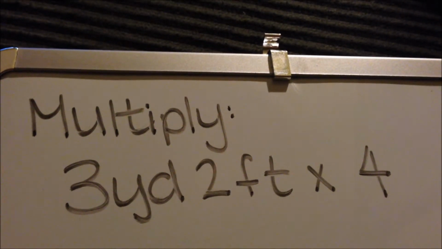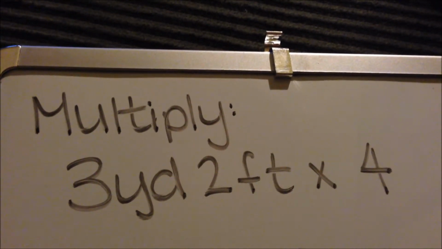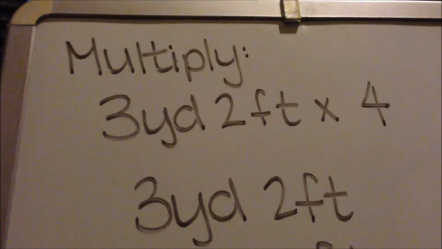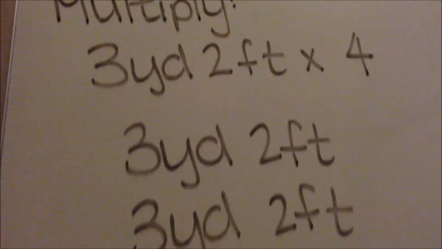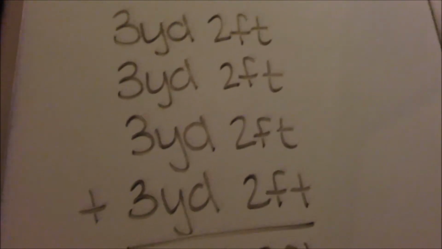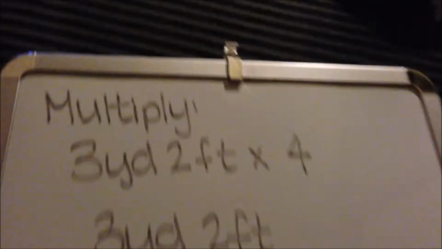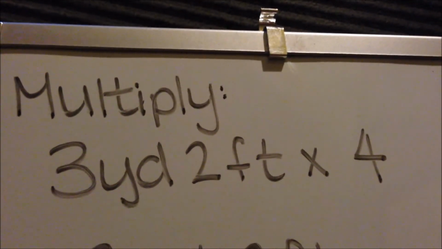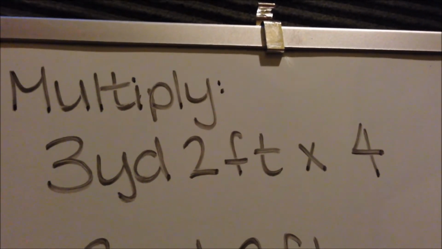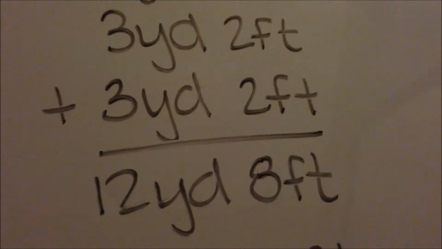Multiply 3 yards 2 feet times 4. You could write it out this way: 3 yards 2 feet plus 3 yards 2 feet plus 3 yards 2 feet plus 3 yards 2 feet. You end up with 12 yards 8 feet, or you could simply multiply both the 3 and the 2 by 4. So you end up with 12 yards 8 feet.